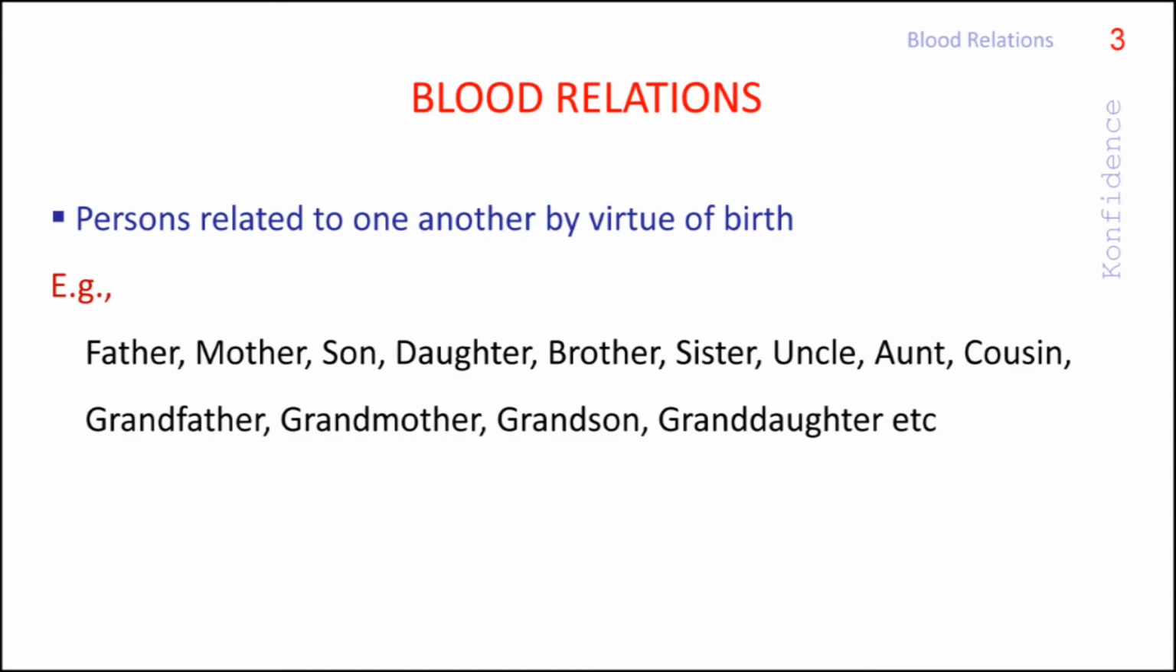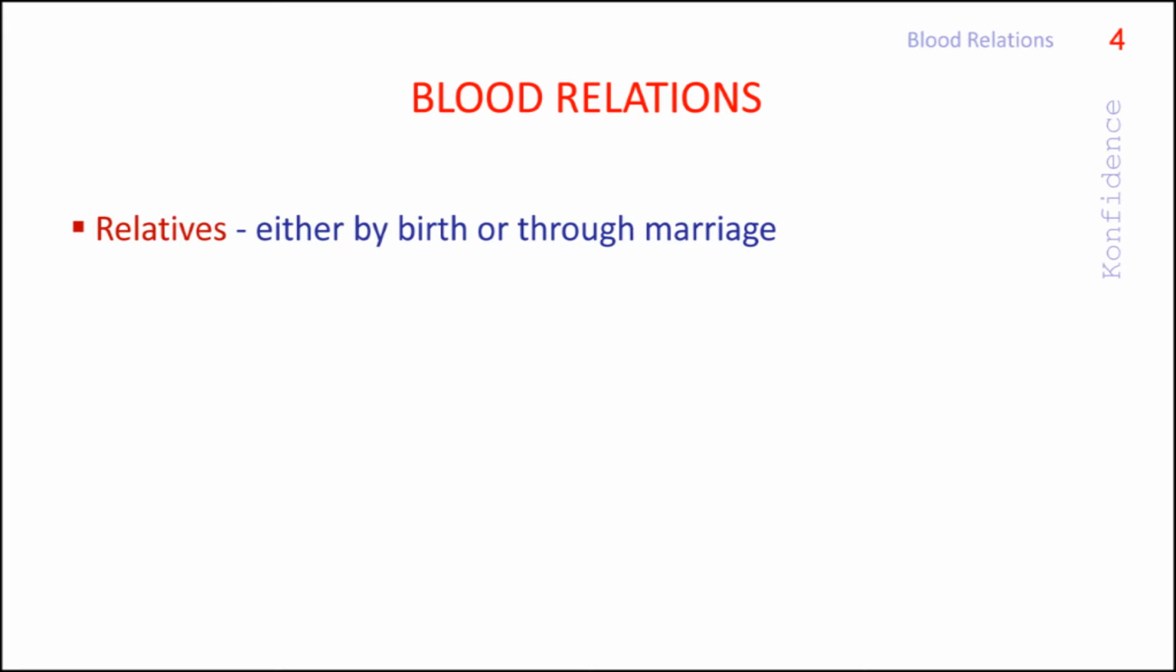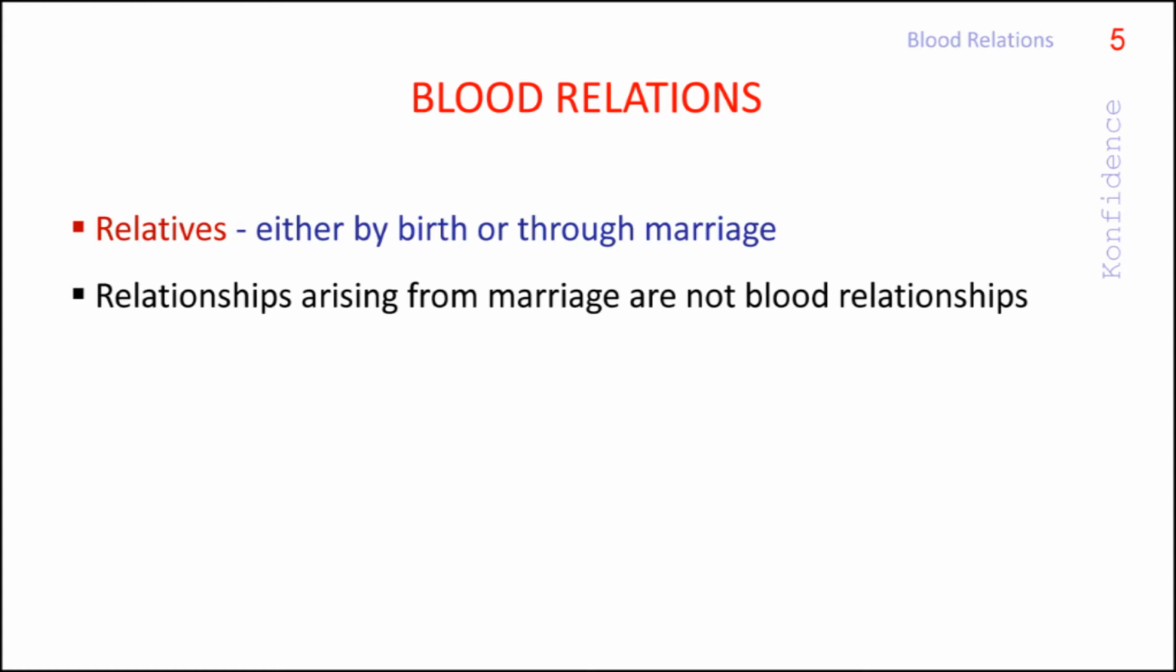For example, father, mother, son, daughter, brother, sister, uncle, aunt, cousin, grandfather, grandmother, grandson, granddaughter, etc. are all blood relations. Two persons can become relatives in our conventional sense of the term, either by birth or through marriage. Even though relationships arising from marriage are not blood relationships in the strict sense of the term, these relationships will also come in questions from this topic. And so, we shall consider all family relationships here.